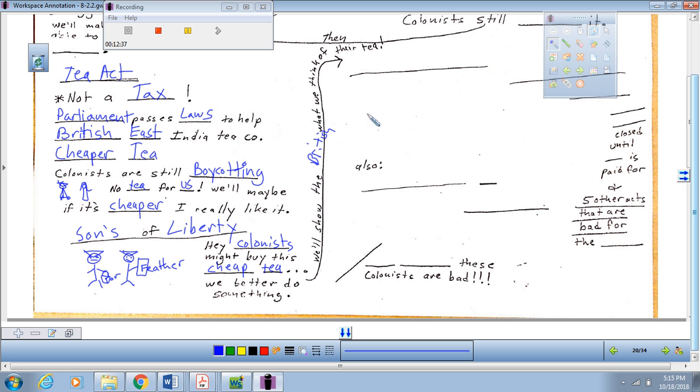It is when a group of colonists, which were curiously disguised as Native Americans, sneak on board a British tea ship and they throw the tea into the water, destroying the tea. The value of which was several million dollars in today's money, maybe even tens of millions of dollars.